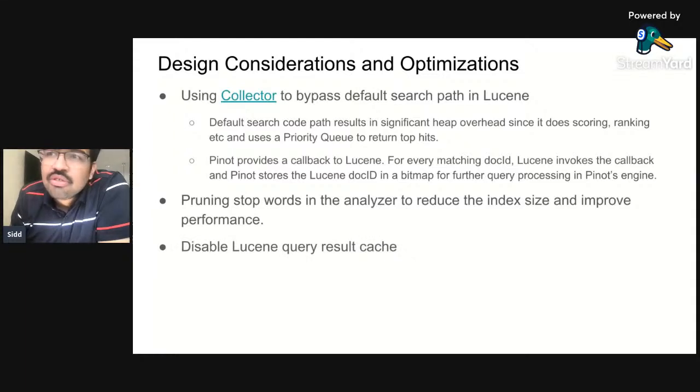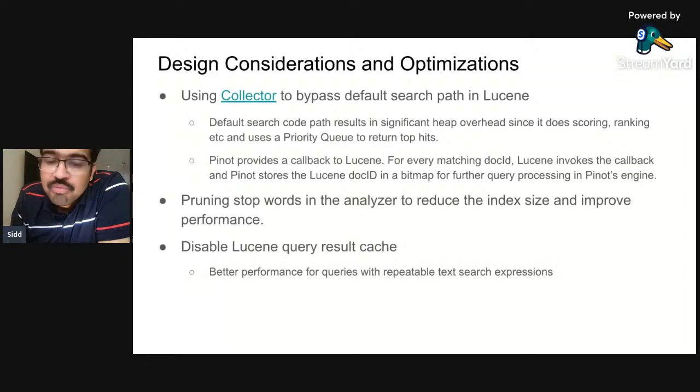Then there is a Lucene query result cache. The performance is actually pretty good with it if you have repeatable queries, and we have seen good improvements if, let's say, the text search expressions are repeatable. But it increases the heap overhead significantly, because it's an on-heap data structure. So that's why we decided, you can still configure it to enable the cache on a per column basis, but you should consult with the Pinot dev in the open source channel before doing that. That's why we disabled it by default.